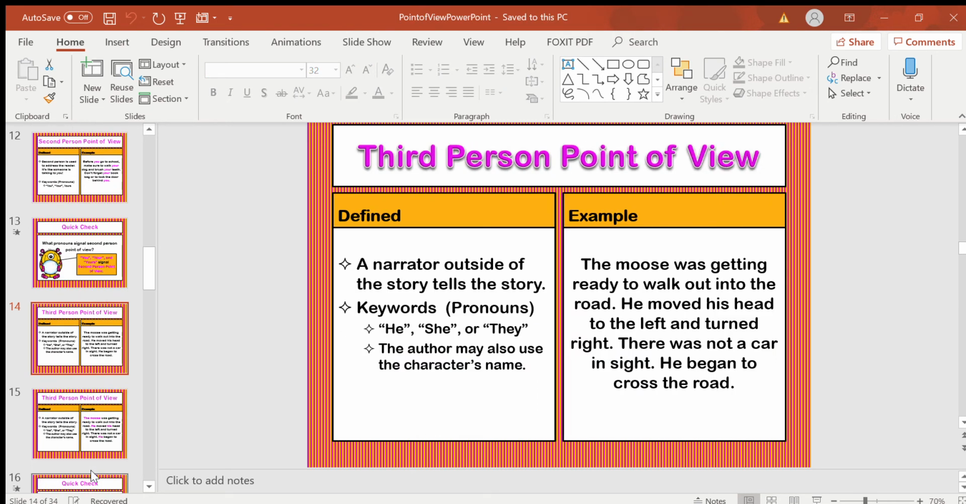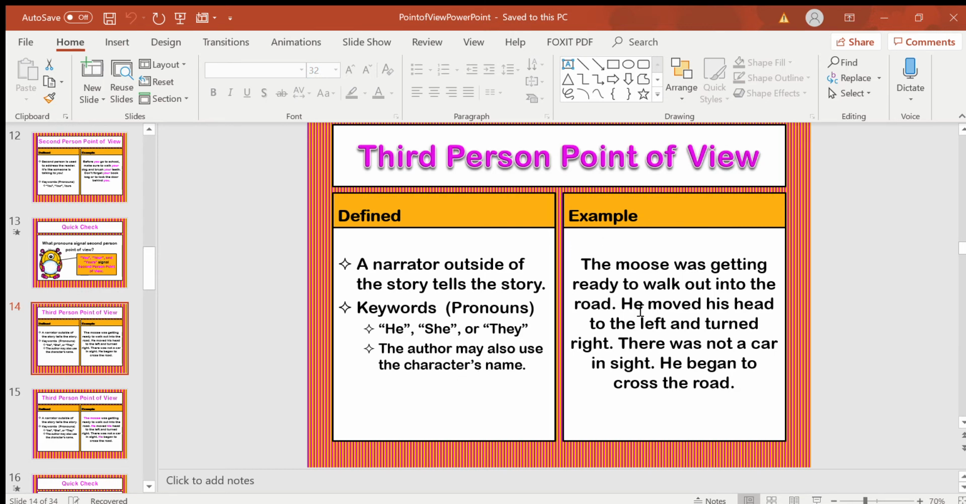Last but not least, we have third person point of view. This is when a narrator outside of the story tells the story. So it's not anybody in the story, it's not a character, it's a narrator. So some keywords are he, she, they, his, her, and it's talking about specific people. So the author may also use the character's name.